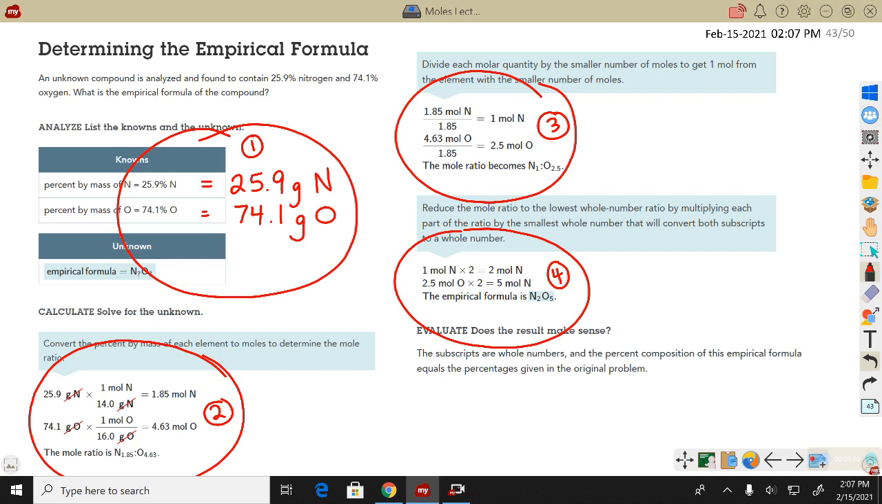And if not, you get something like this, where you got a 0.5, or let's say I divided them by the smallest and it ended up to be like 1.333333 repeating.